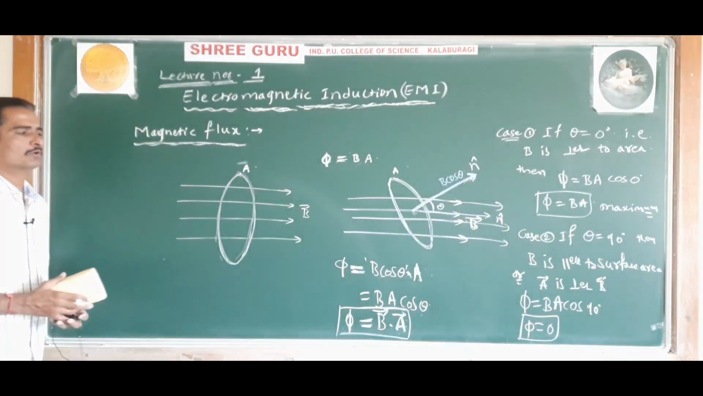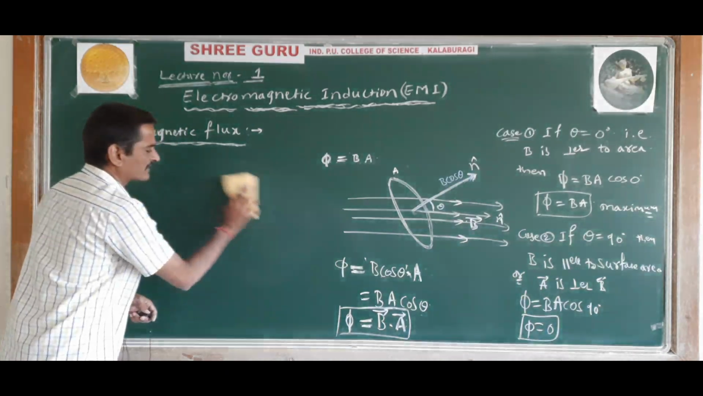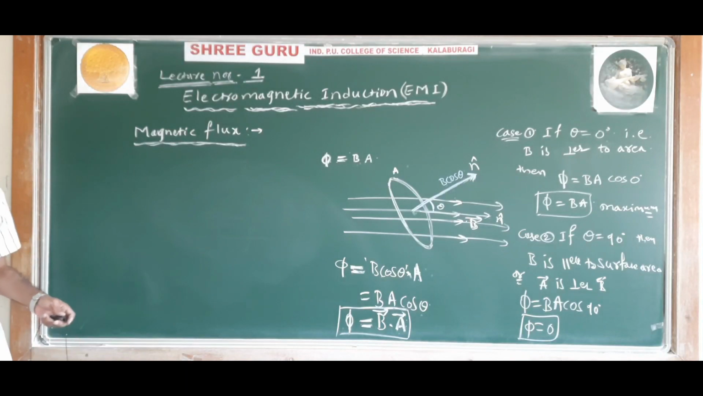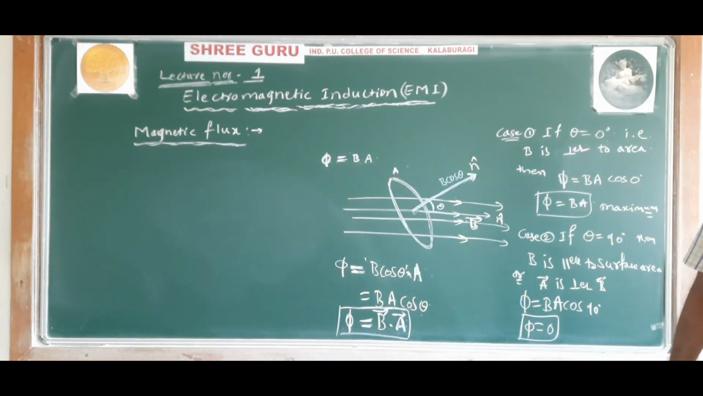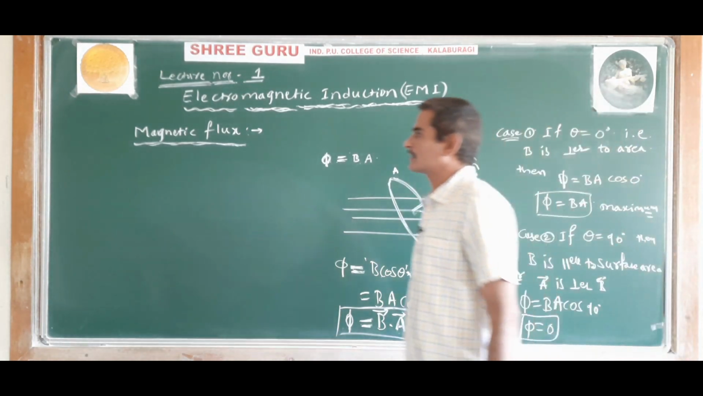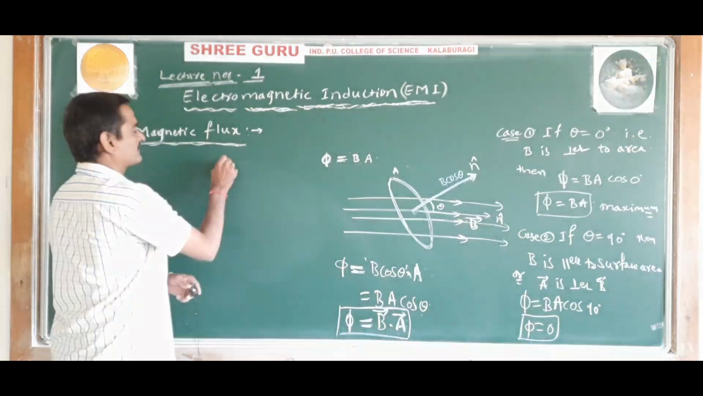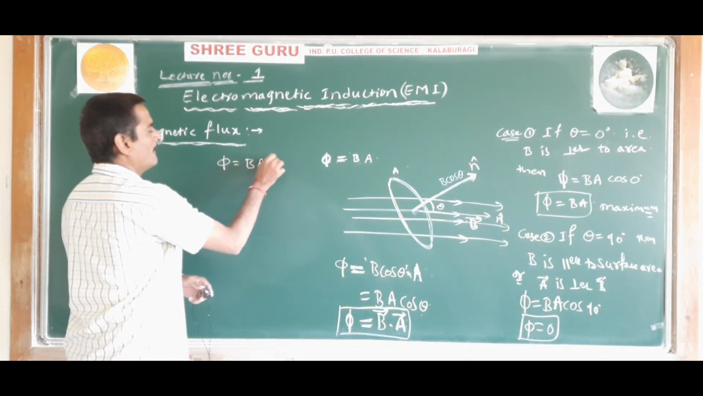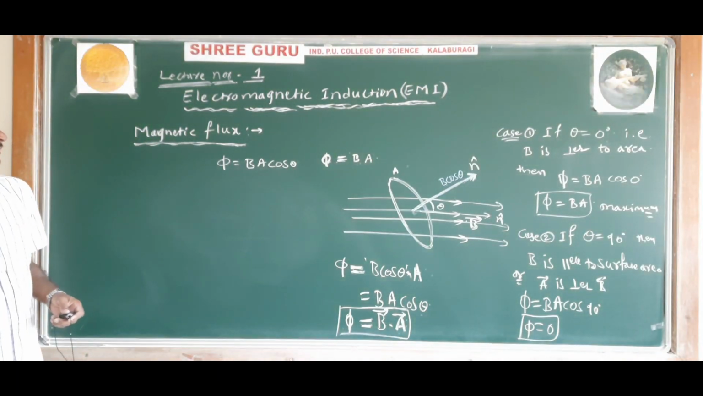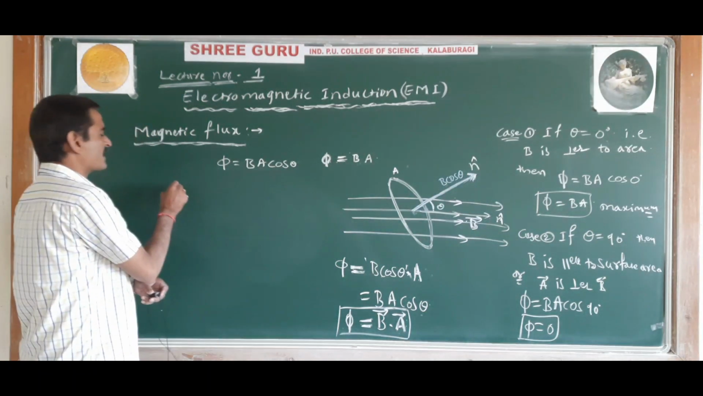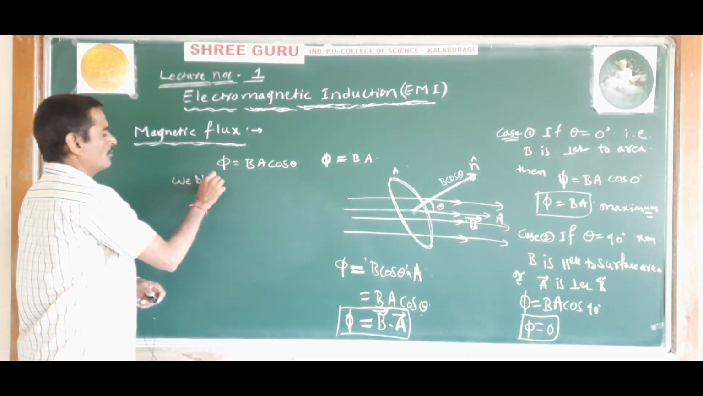Okay. So now you have understood the magnetic flux. Magnetic flux through a surface is defined as the total number of magnetic lines of force passing through that surface perpendicularly or normally. So in general, magnetic flux is given by the formula phi is equal to BA cos theta. Now what is the unit? The SI unit of magnetic flux is Weber.